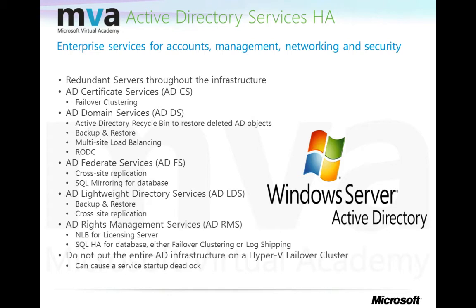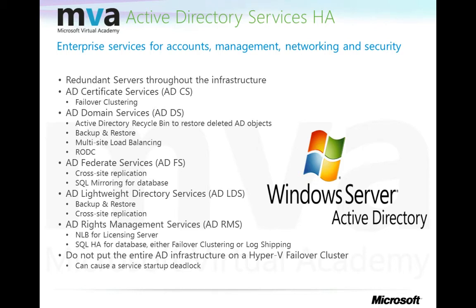Now, as we go down this list, we are going to start by looking at Active Directory Certificate Services. And the primary high availability technology here uses failover clustering. And there's a white paper available today that shows how to cluster AD CS on top of Windows Server 2008 R2 failover clustering. Active Directory Domain Services is the most commonly used piece of Active Directory infrastructure, and there are a few different high availability solutions.